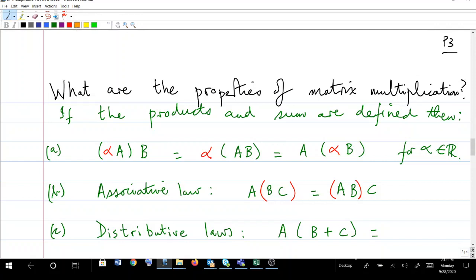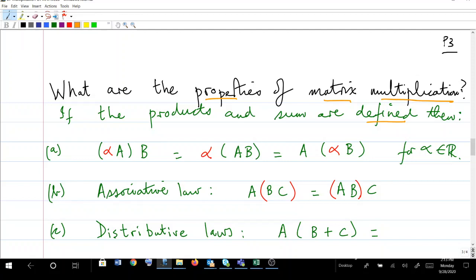What are the properties of matrix multiplication? If the product and sum are defined, then A, we're looking at if you're multiplying by a scalar, it doesn't matter if you're multiplying two matrices and you're multiplying one of them by a scalar, it doesn't matter when you do the scalar multiplication.